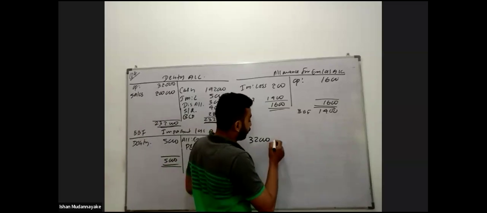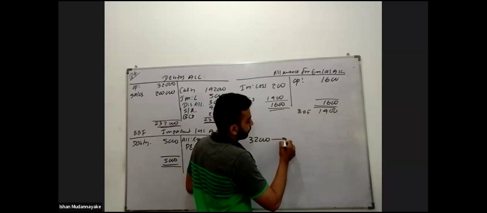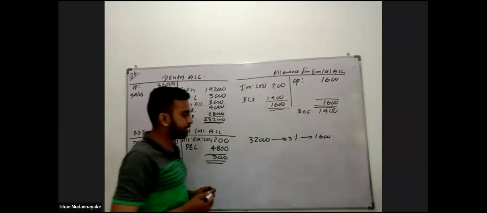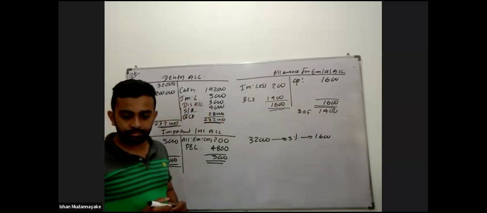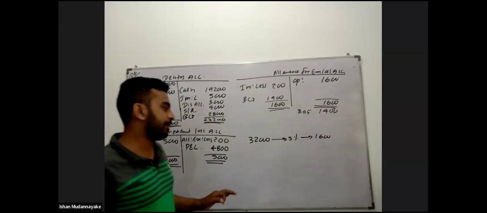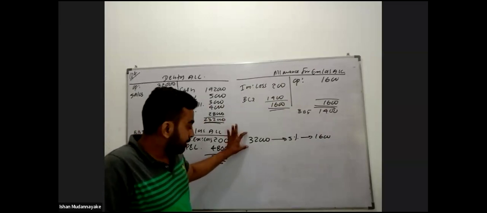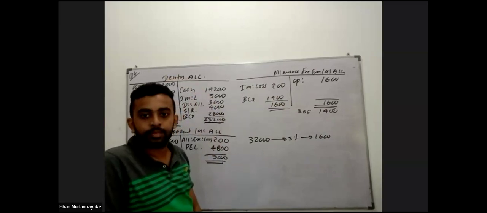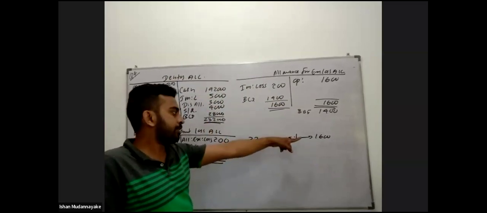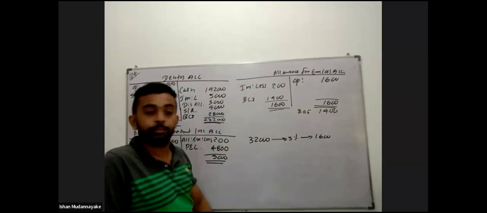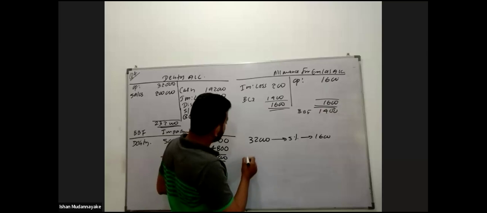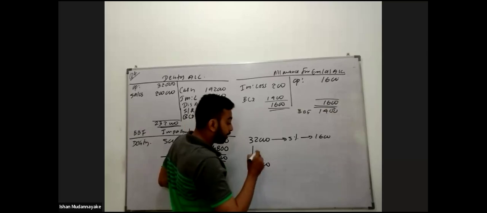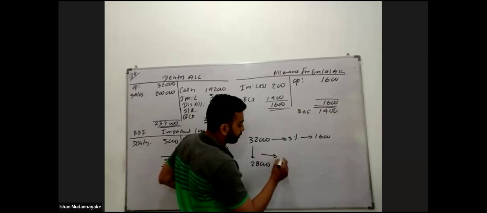Out of this 32,000, 5%, 1,600, we charged as expected loss in the previous year. Based on the prudence concept, for future possible losses, we will be unable to recover 5% in future. But in this year, the closing debtor balance decreased to 28,000, so the risk of debtors decreased by 4,000.